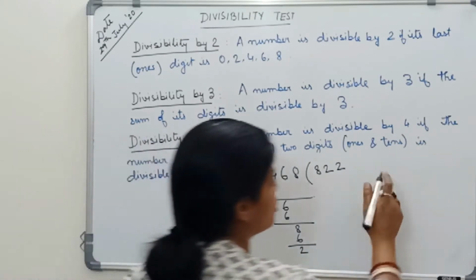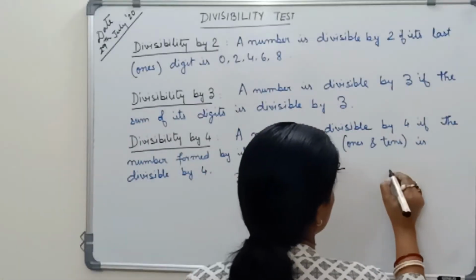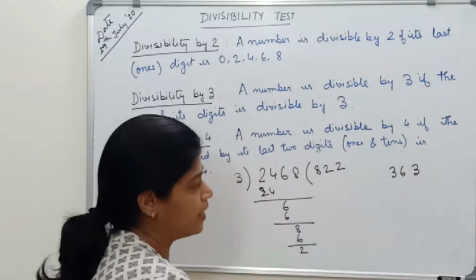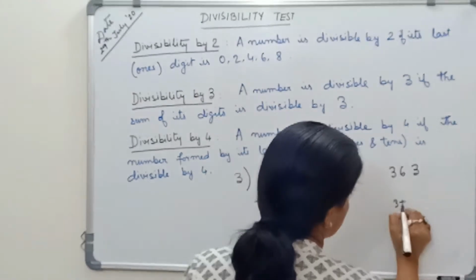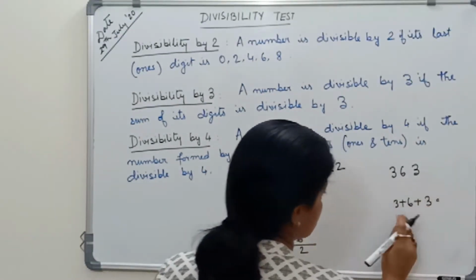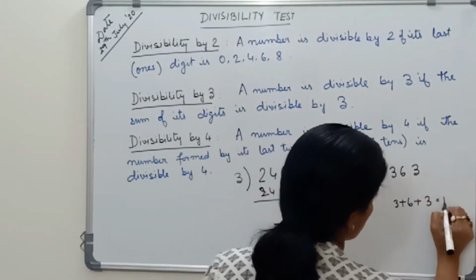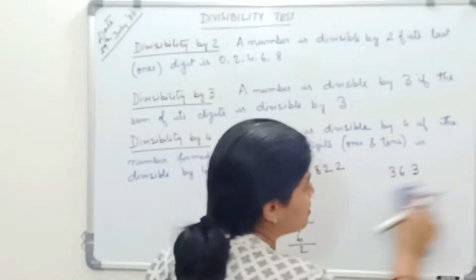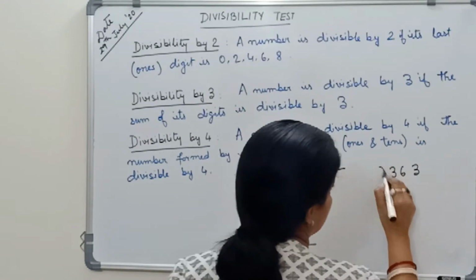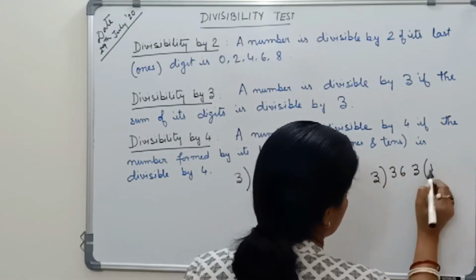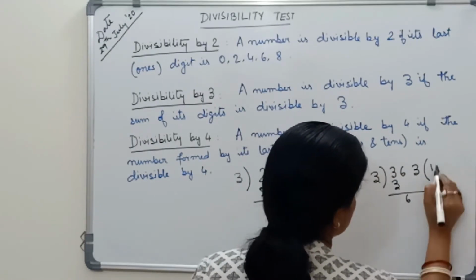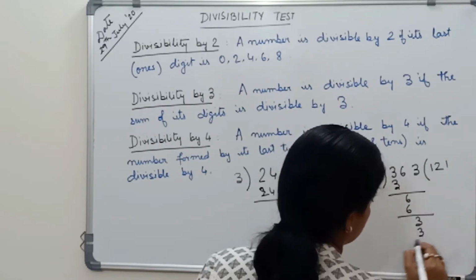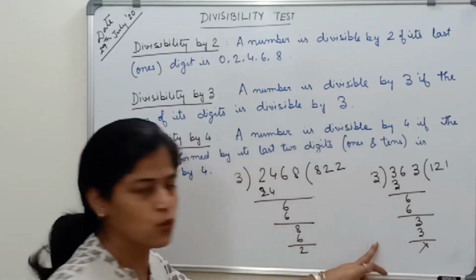Now let me take a number which is divisible by 3: 636. After adding, what will it be? 6 plus 3 plus 6. What is this? 7, 8, 9, 10, 11, 12. So 12 is divisible by 3. Then this number should be divisible by 3. Let us check. 3 2s are 6, then 3, 3 1s are 3. There is no remainder.